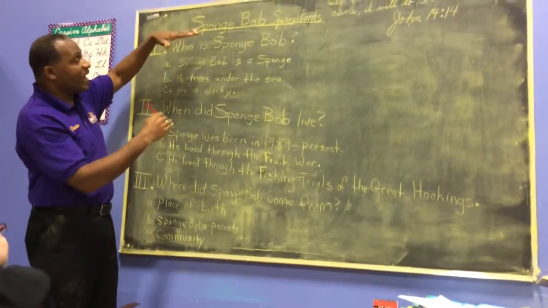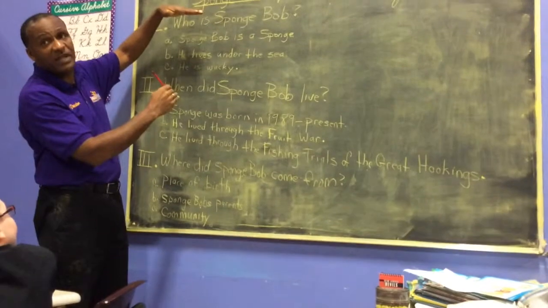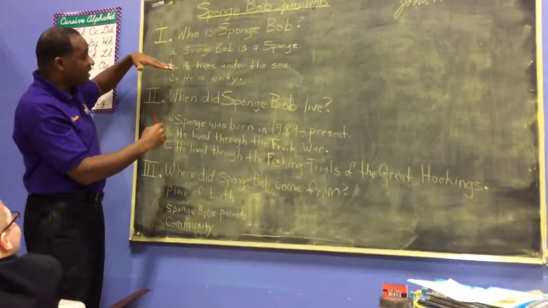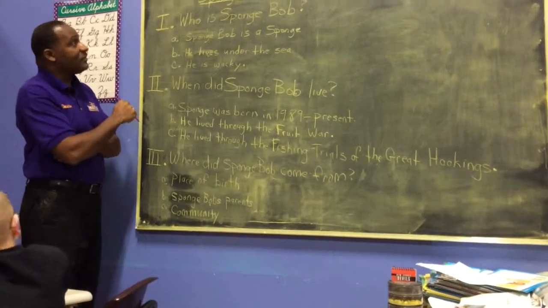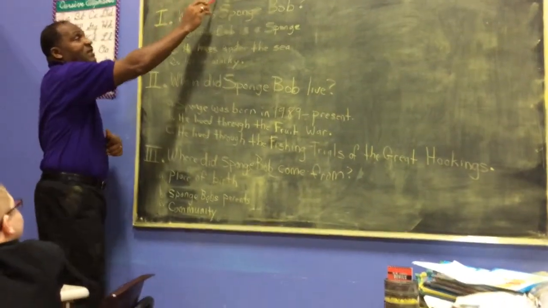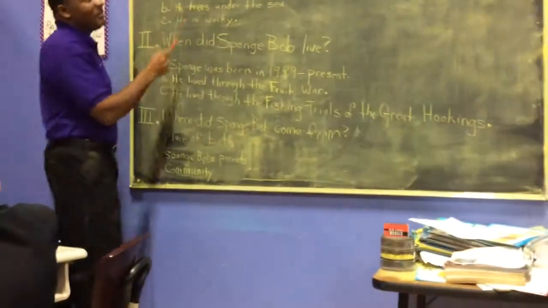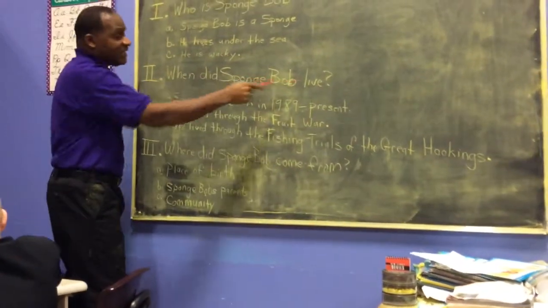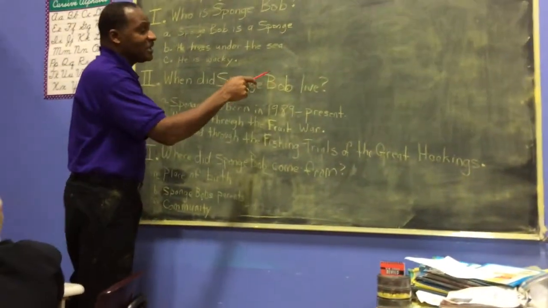If we're going to write, those details would almost fill up half of your page right there. Then you would come down here and talk about when does SpongeBob live? That would still be a topic in Roman numeral 2 under our main topic. This would be our second subtopic, which would talk about when did SpongeBob live.